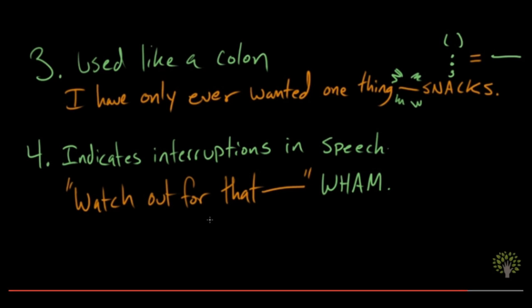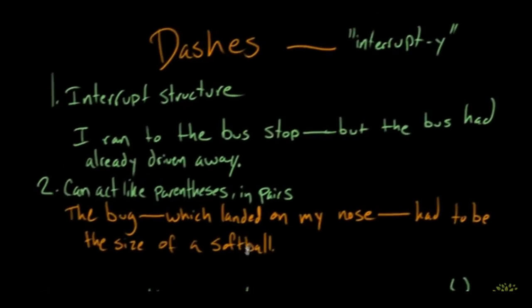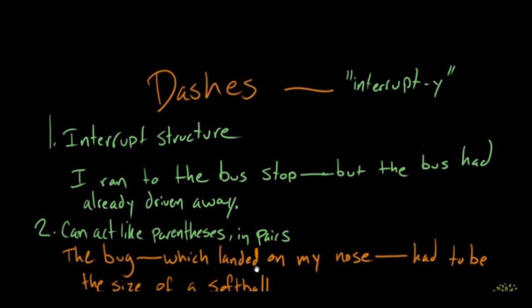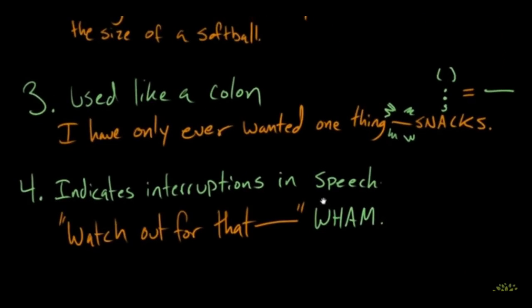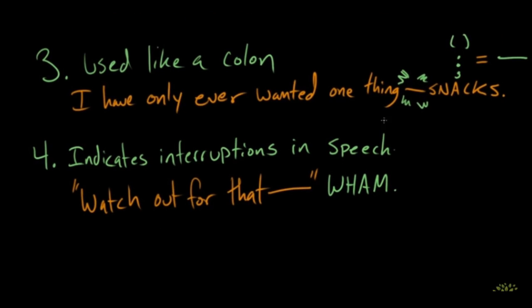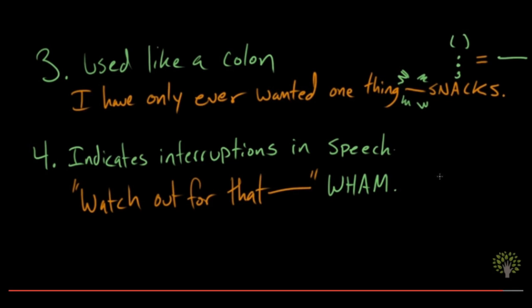So that's what dashes can do. They are used to mark interruptions in the structure of a sentence, like, I ran to the bus stop—but the bus had already driven away. They can act like parentheses when they're used in pairs, like the bug—which landed on my nose—had to be the size of a softball. You can use them like a colon to lead into lists or to link an idea, so I have only ever wanted one thing—snacks. And they can indicate interruptions in speech, like, watch out for that!—Wham! That was good. Thanks.